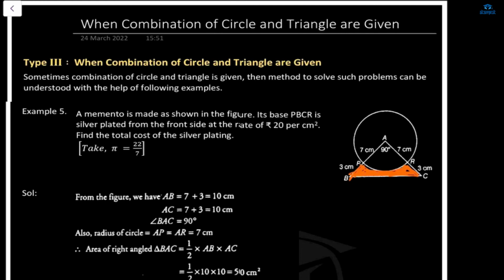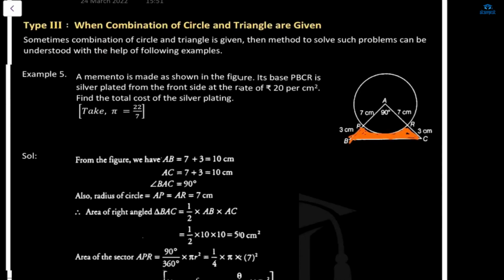First we have to find the area of the bigger figure, that is a triangle, and then from the triangle we can subtract the area of the sector APR. So that we can get the area of PBCR. It is already mentioned, the sector holds a 90-degree angle at the center. So this is a right angle triangle, half base into height.